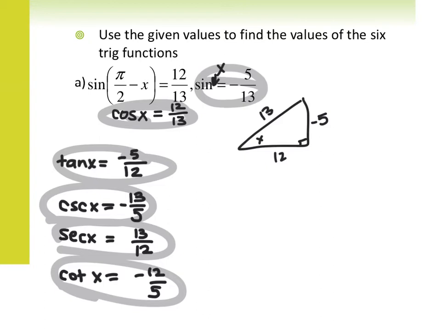How did you get cosine of x from the sine of pi over 2 minus x? It's a cofunction for cosine of x.